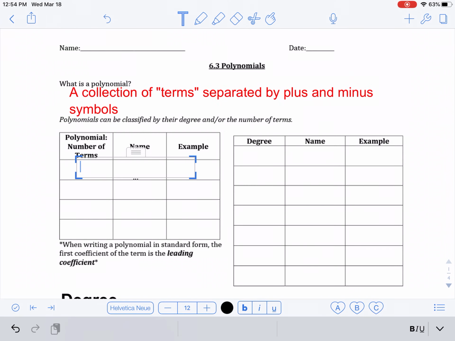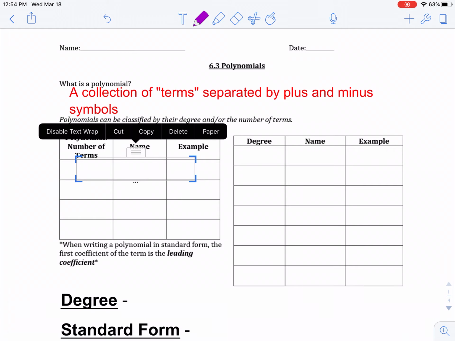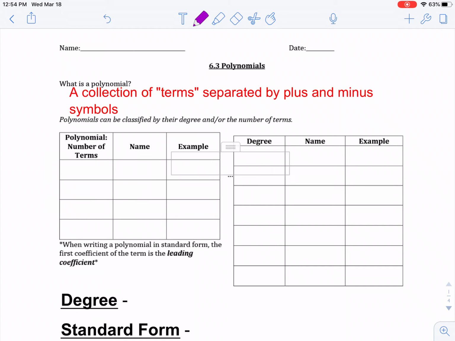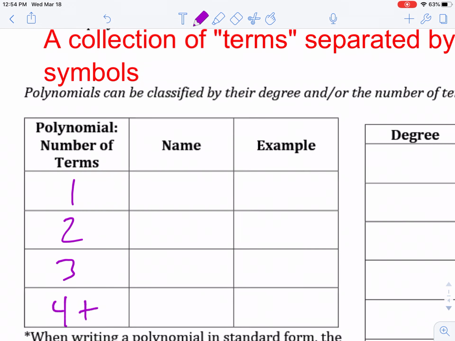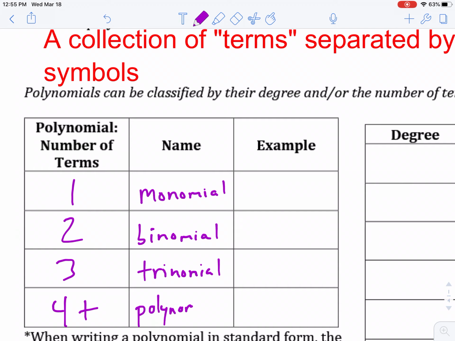You can have a polynomial. Well, first off, a polynomial is a collection of terms separated by plus and minus symbols, okay? Polynomials can have one term, two terms, three terms, or four or more terms, 4 plus. The name of a one-term polynomial is called a monomial. A two-term is called a binomial. A three-term is called a trinomial. And a four or more term polynomial is really just called a polynomial. There's no specific name for it.